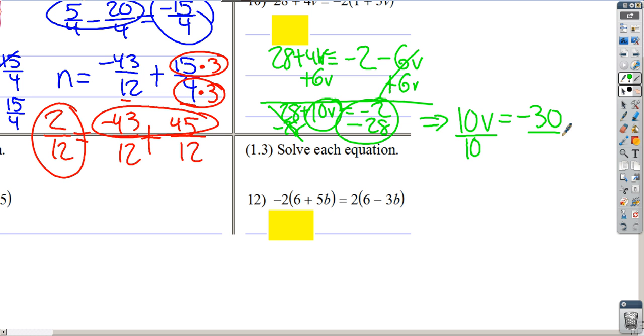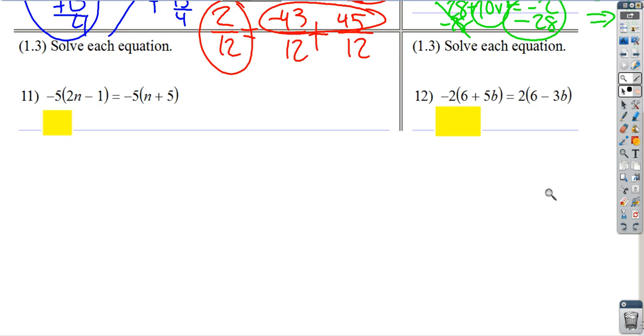I see what's being done to v. It's being multiplied by 10. So I do the opposite, which is divide by 10. And v equals negative 30 over 10, which is negative 3. And that's the answer. Okay, these are done the same way.